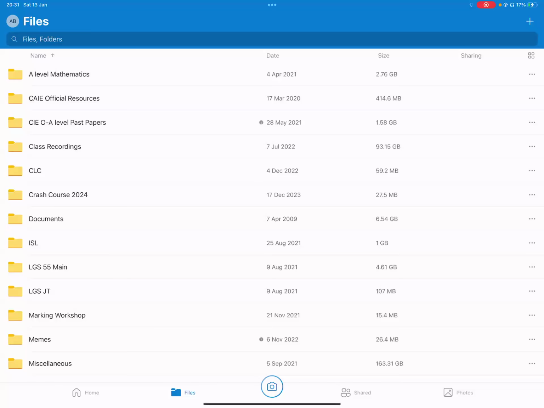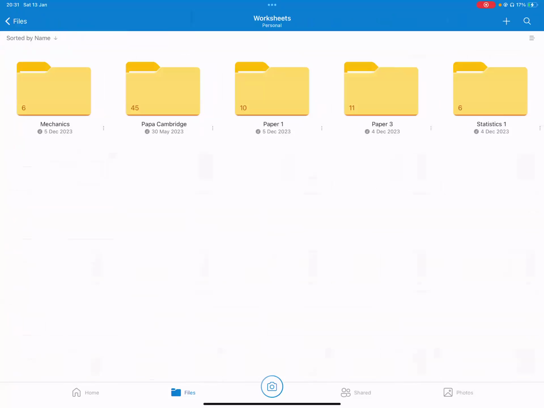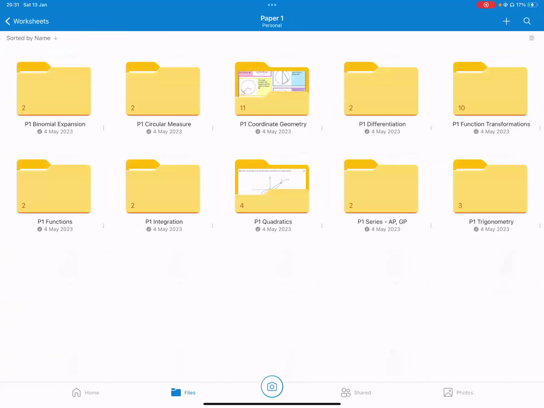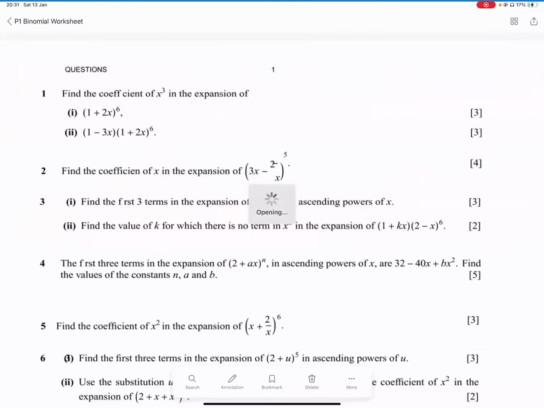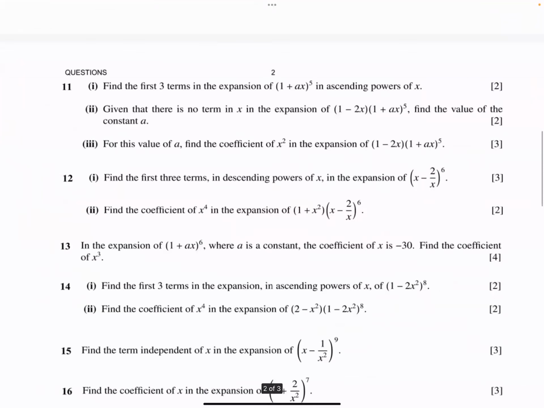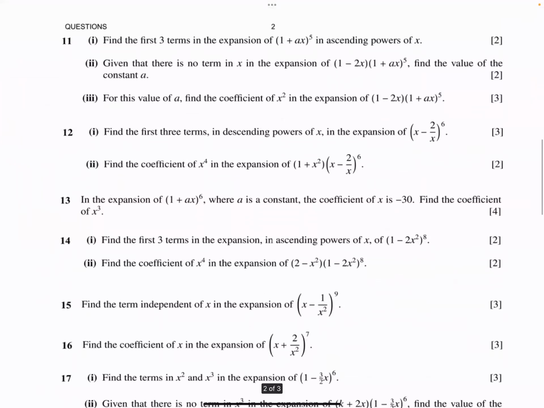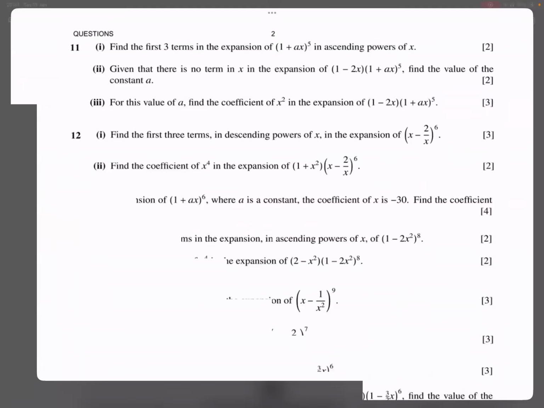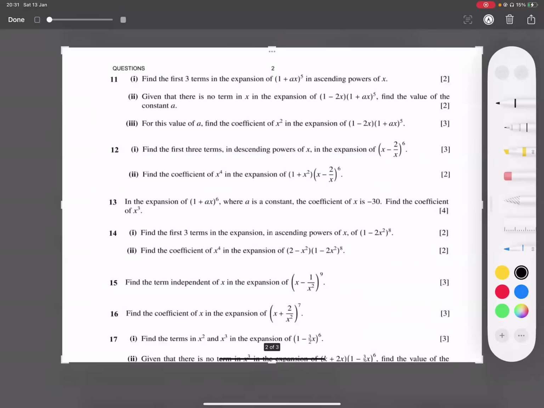Okay, so 28 we can't do because that's differentiation. We'll do 12 and 15. Let me open the worksheet again. Let's look at these questions then. Okay, 15 seems to be shorter. Let's start with this.